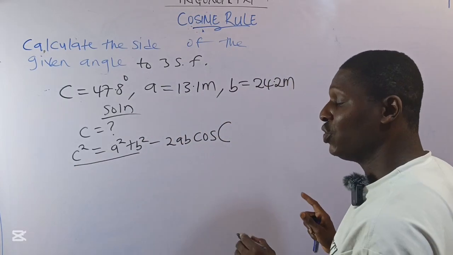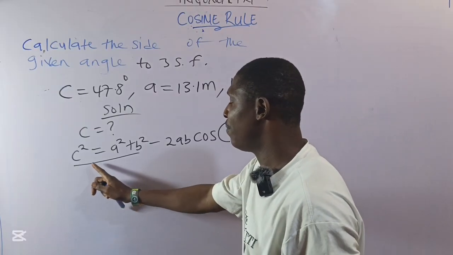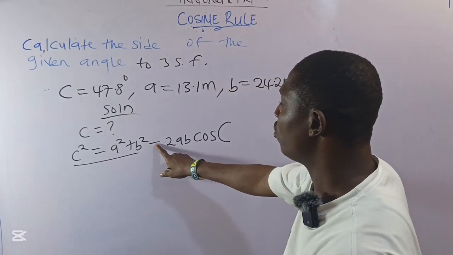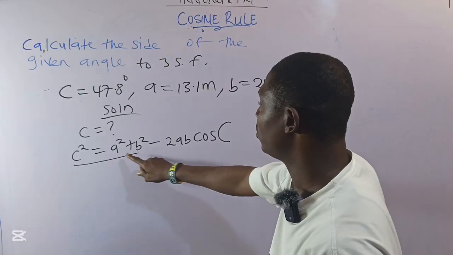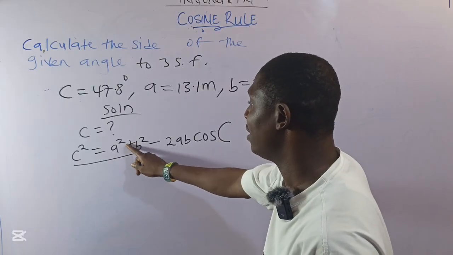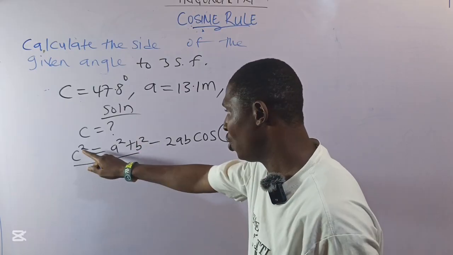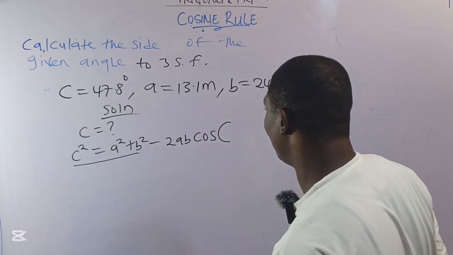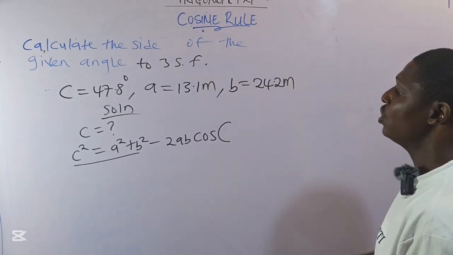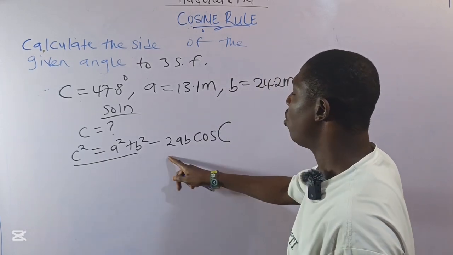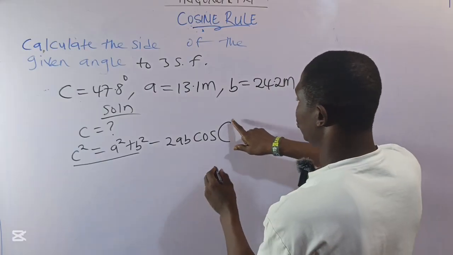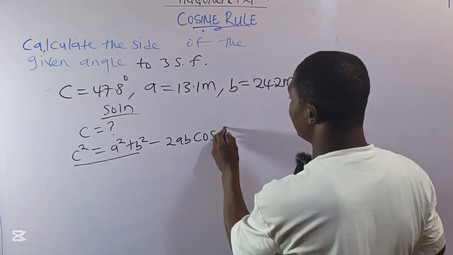Take note, these first three terms are the Pythagoras theorem, for you to know it easily. You put your minus sign here. You use 2 to multiply these two values without the powers, and you take the cos of the angle you are looking for. So if you are maintaining this formula, all you need is cos capital C.